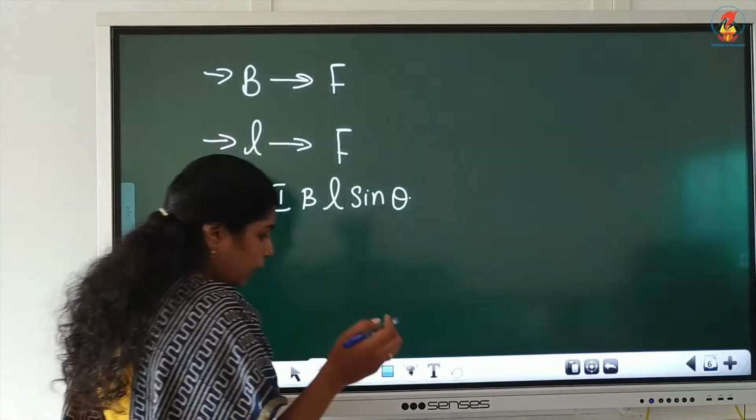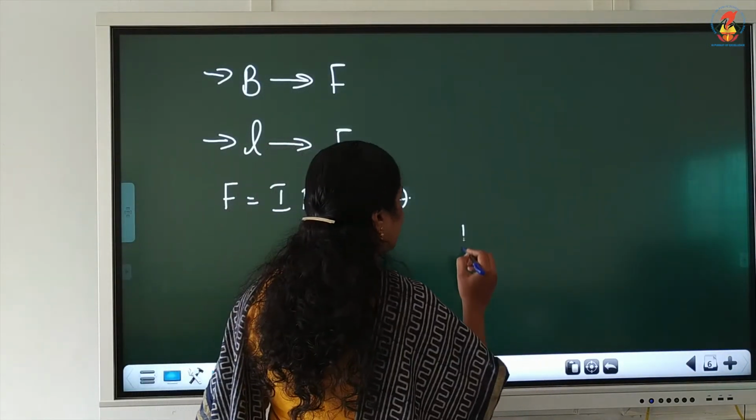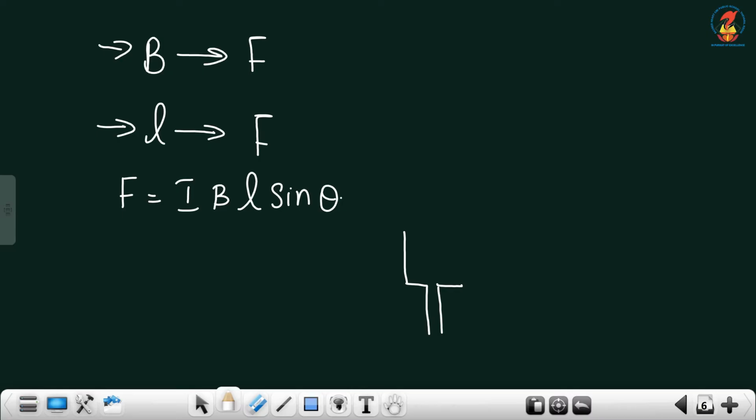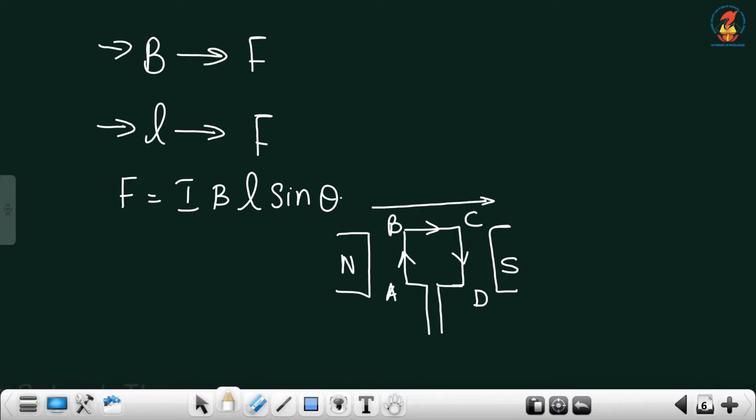I will tell you, if I consider a rectangular current carrying conductor, A, B, C and D, this one is a north pole, this one is a south pole. The current is flowing in this direction. The magnetic field is from north to south.